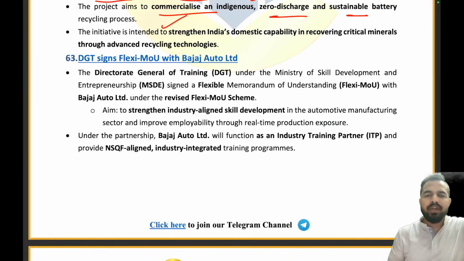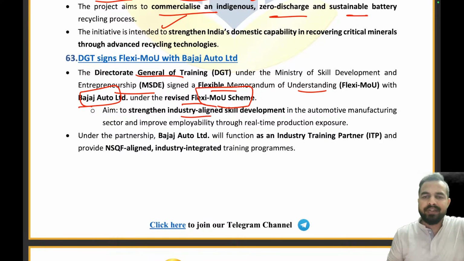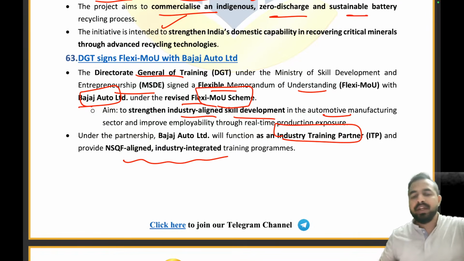Moving ahead, Director General of Training under the Ministry of Skill Development and Entrepreneurship signed a Flexi Memorandum of Understanding with Bajaj Auto Limited under the revised Flexi MOU scheme. So what has been done, friends? An MOU has been signed, Flexi MOU with Bajaj Auto, which will strengthen industry aligned skill development in automotive manufacturing. Under the partnership, it will function as an industry training partner and NSQF aligned industry integrated training programs.